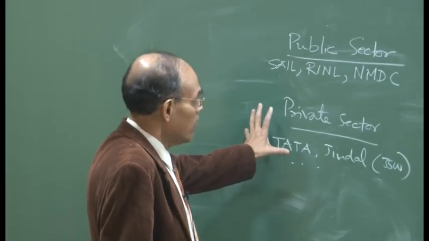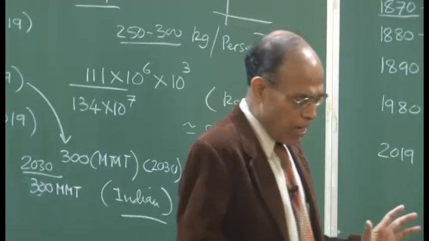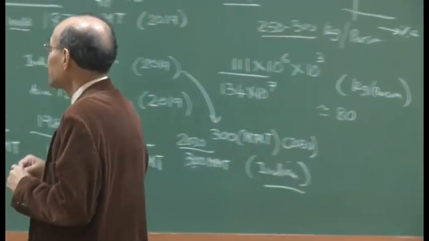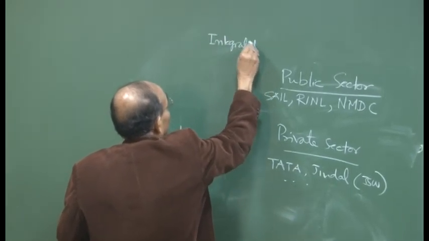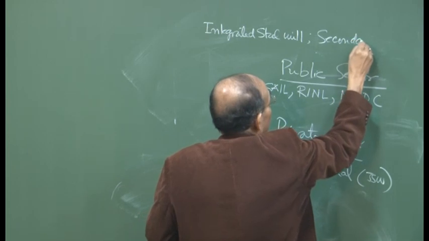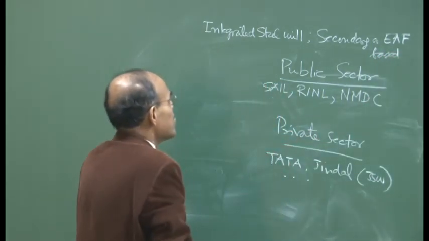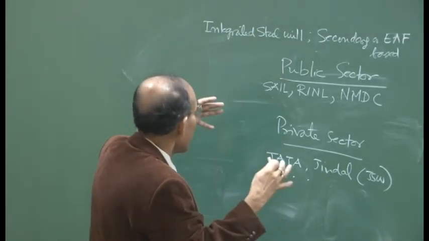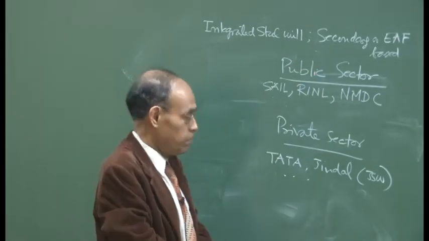Now, if you look at the Indian steel industry, it is a very interesting industry in the sense that most of the countries have two different approaches for producing iron and steel. One we call an integrated steel mill, and the other we call secondary, or EAF based, electric arc furnace based steel making. If you refer to any predominant large iron and steel producing countries like Japan, China, etc., you will find 90% of their steel is being produced in these two sectors.